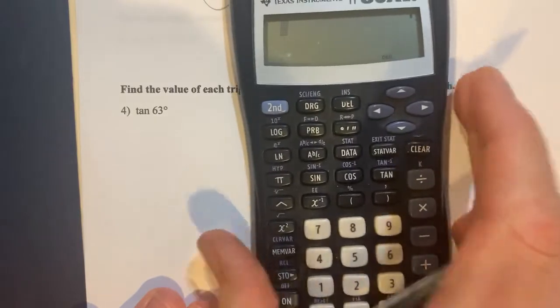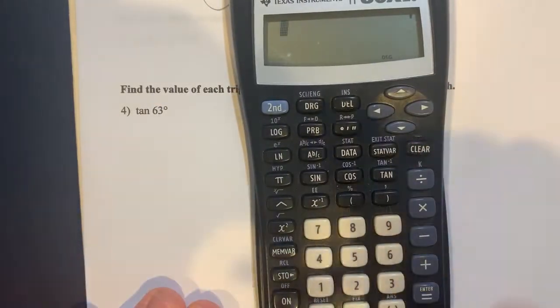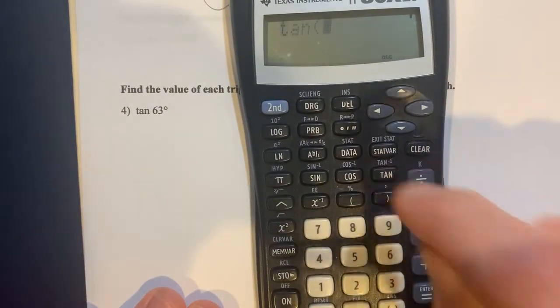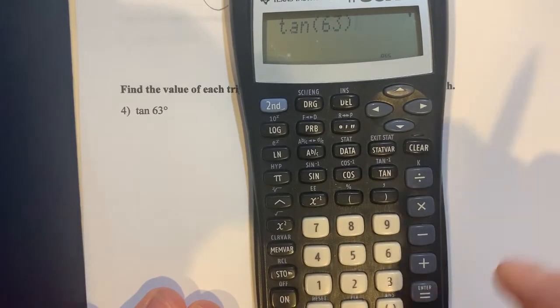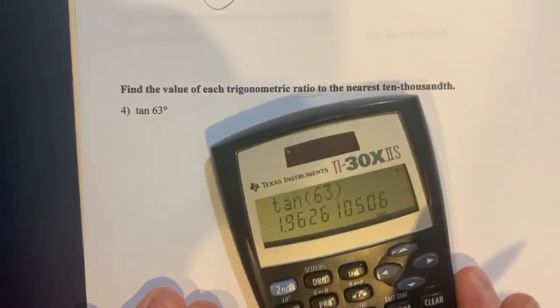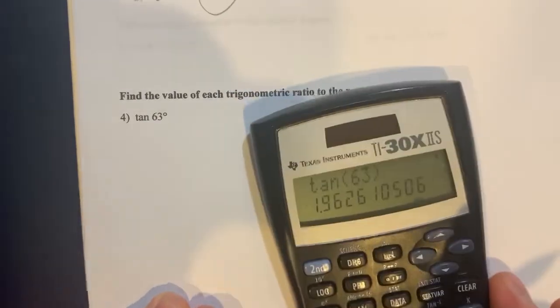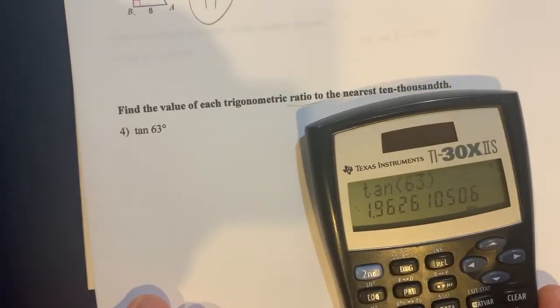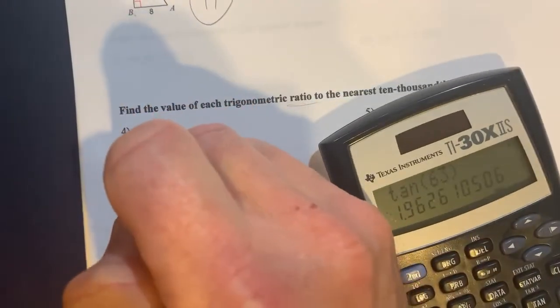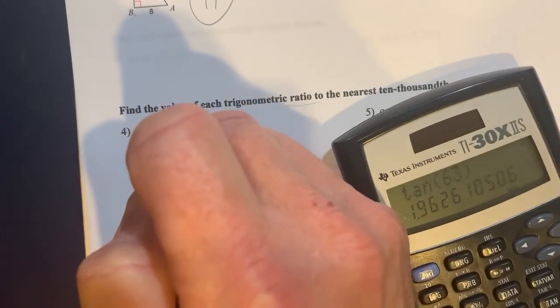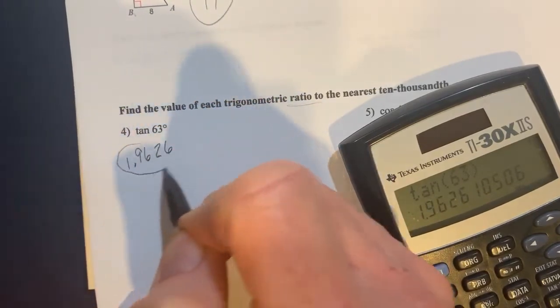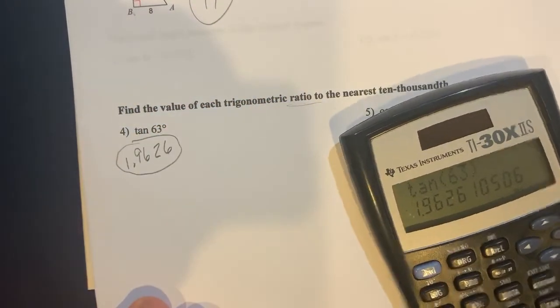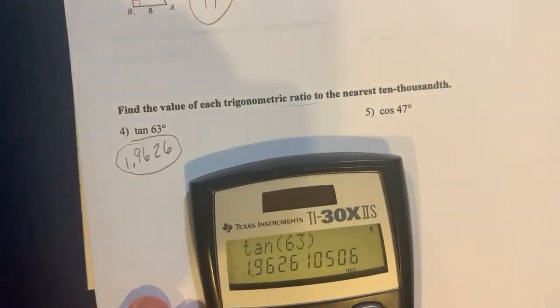So if I want to find the tangent of 63 degrees, I'm simply going to hit tangent 63. It's already in degree mode. And I hit enter, and it says to the nearest 10,000th, which is 4 decimal places. So I'm going to go 1.9626. That's my answer. That's all I have to do.